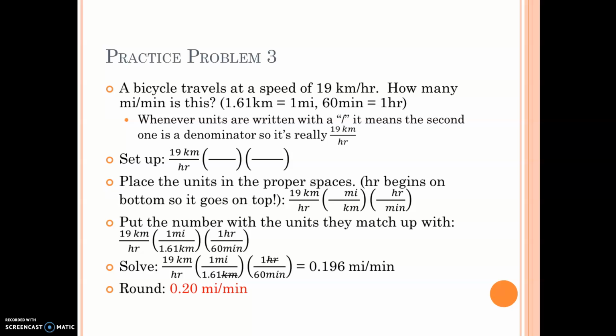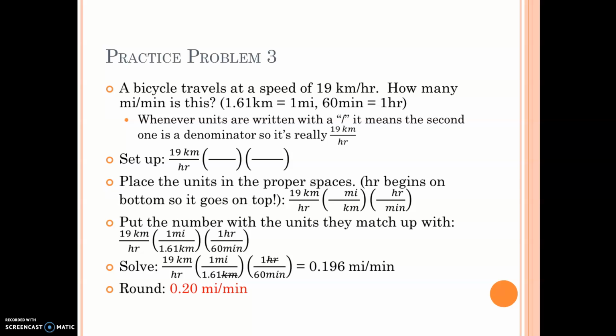If we start off with kilometers per hour, we want to get rid of kilometers. So kilometers in the first set of parentheses will go in the bottom. We want to end up with miles, so miles will go on top. Now, in our original measurement, hours was on the bottom. So in the second set of parentheses, we will place the hours on top because they have to cancel with the denominator hours in the given measurement, 19 kilometers an hour. And we want minutes, so we will place minutes on the bottom of the second parentheses.